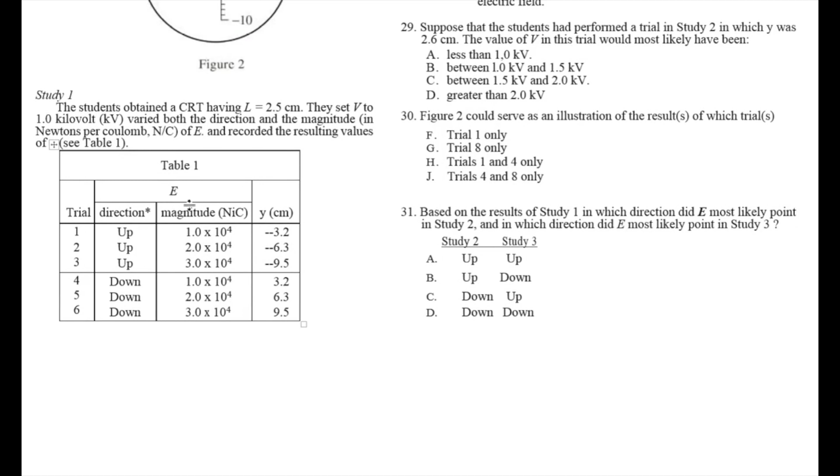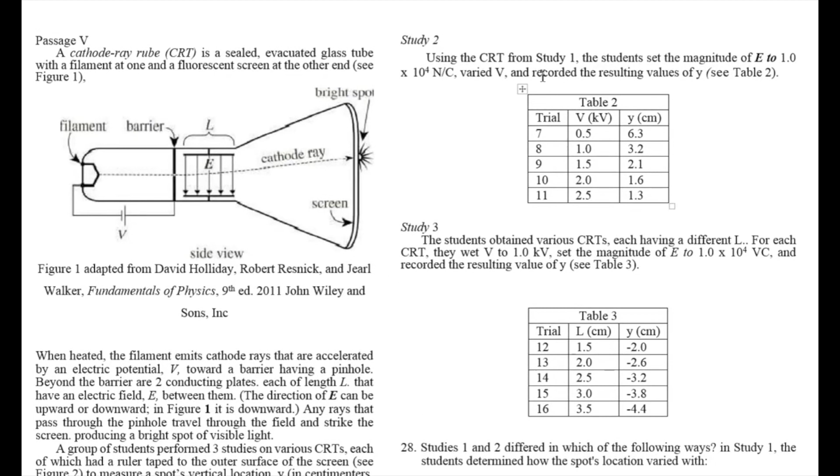Okay, here we're controlling E, changing E in its direction, and they're keeping V set to a constant. And so you only need one CRT for study 1. If we scroll on up to study 2, it says using the CRT from study 1, and then they change V. So far for studies 1 and 2, they only needed one CRT.